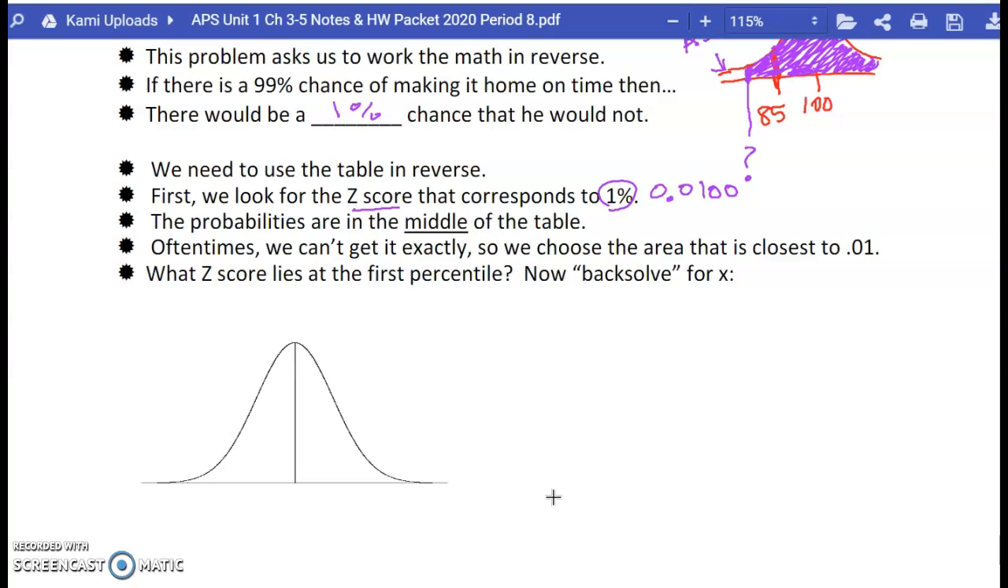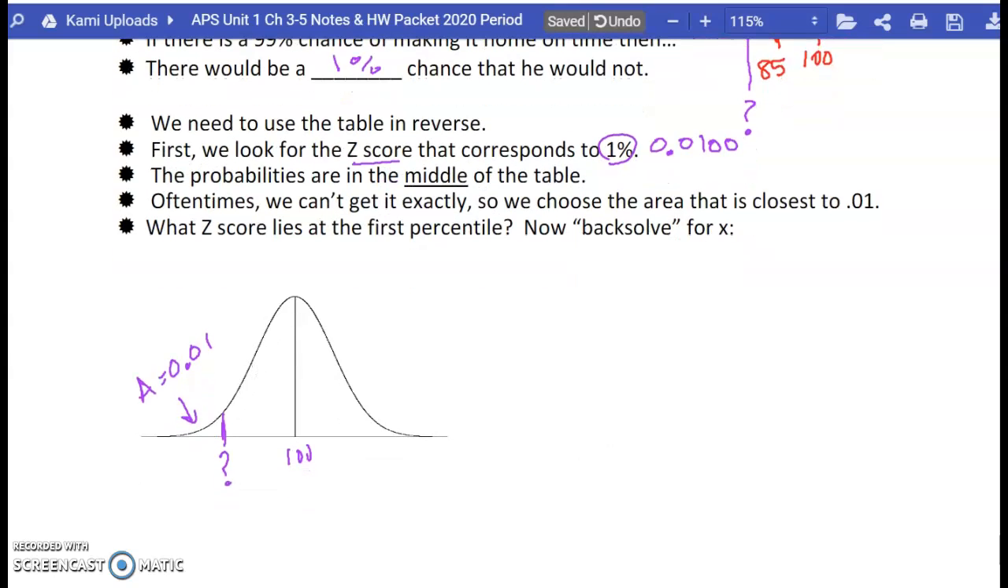Certainly we need to be at the negative side of the table because we're only talking about a small area down here. I guess I should redraw it here. I'm looking for this value. The mean is 100. And we want this area. Actually, let's do it this way. We can look for this area to be 0.01. We need the value.